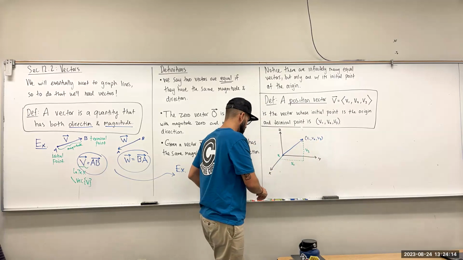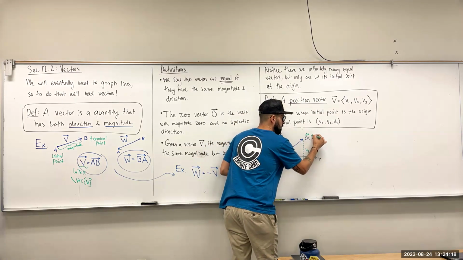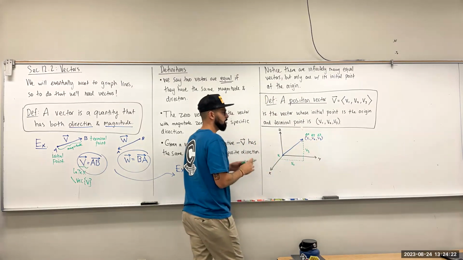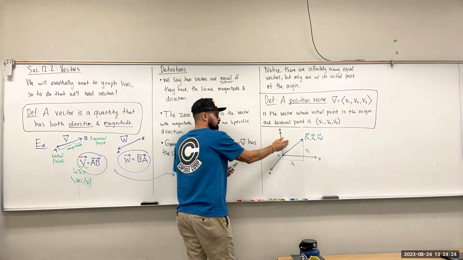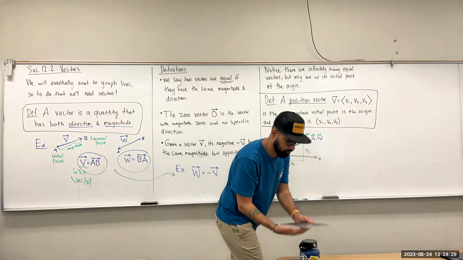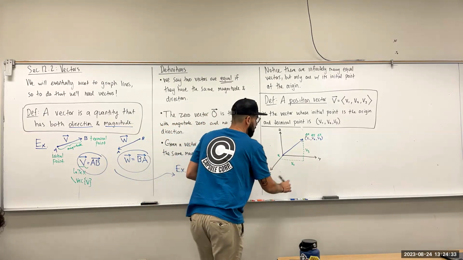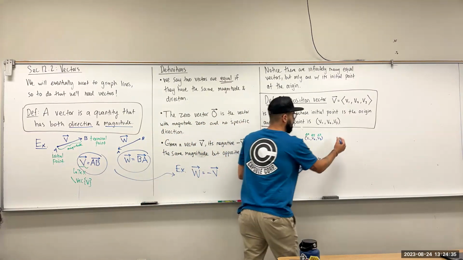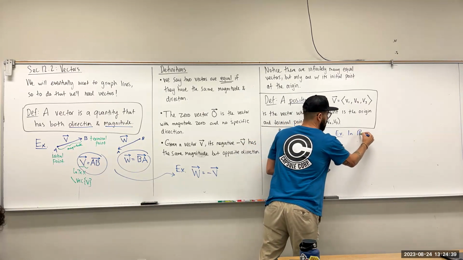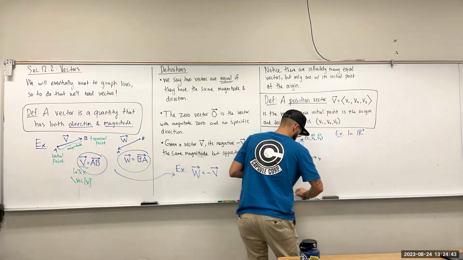Okay? So actually, let me write that. This is telling you how much you change in x, how much you change in y, and how much you change in z to go from the initial point to the terminal. Let me give you another example in R2, because everything that we're discussing also works in 2 dimensions.